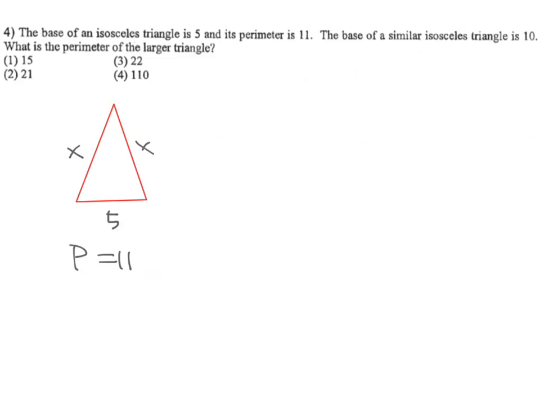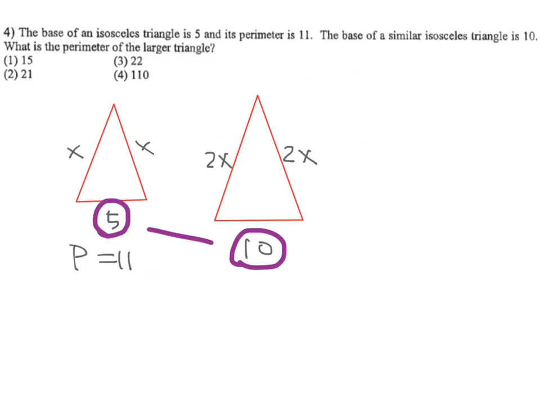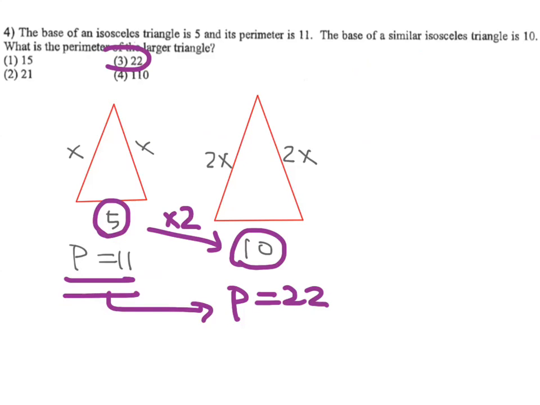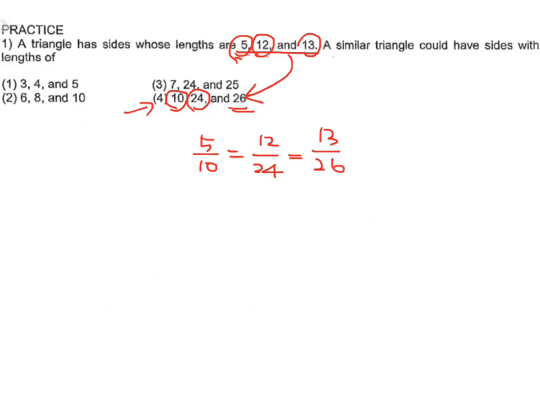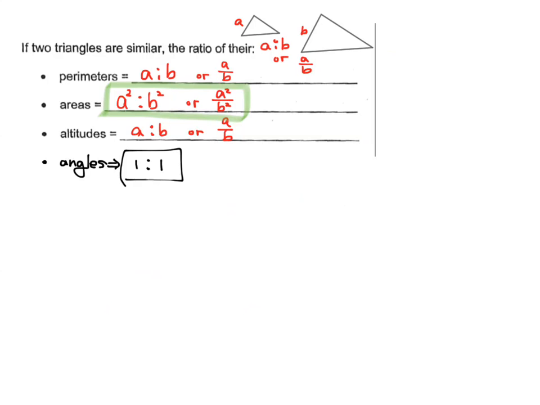The base of a similar isosceles triangle is 10. So it's going to be a bigger one. And then this one would have been 10. And obviously it's a double, so we're going to have 2x and 2x. What is the perimeter of the larger triangle? Notice that 5 became 10. What happened? It doubled, multiplied by 2. Then even the perimeter has to be doubled. So our new perimeter should be 22, because perimeter is in the same ratio as the length of the side. And we talked about that earlier here on this slide.